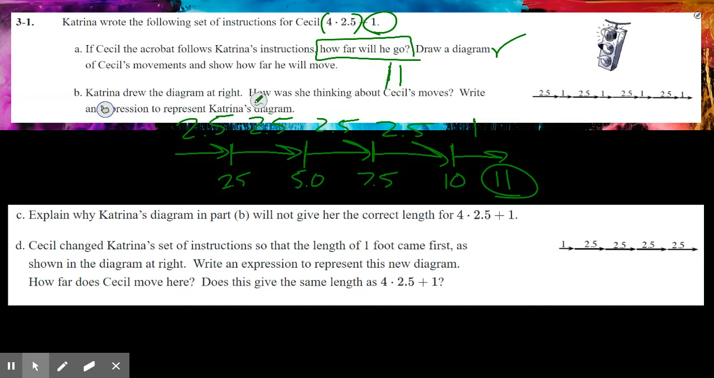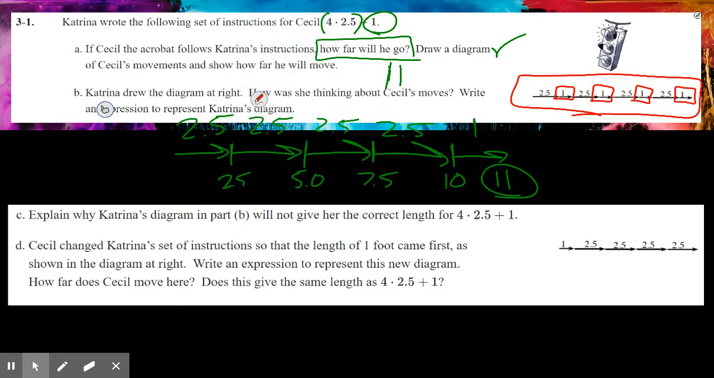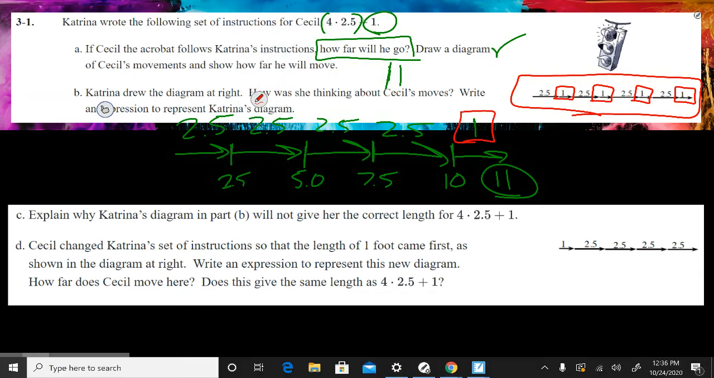Katrina drew the diagram at the right. How was she thinking about Cecil's moves? Write an expression to represent Katrina's diagram. Okay, so here now we see Katrina's diagram and her mindset. So it looks a little different from ours. Notice that she instead has added 1 4 times instead of the 1 time that we just added it. So how is she thinking about Cecil's moves? How can we answer that? Well, we could say that she was thinking of doing 4 times 2.5 plus 1 in parentheses. So she added before she did our multiplication.